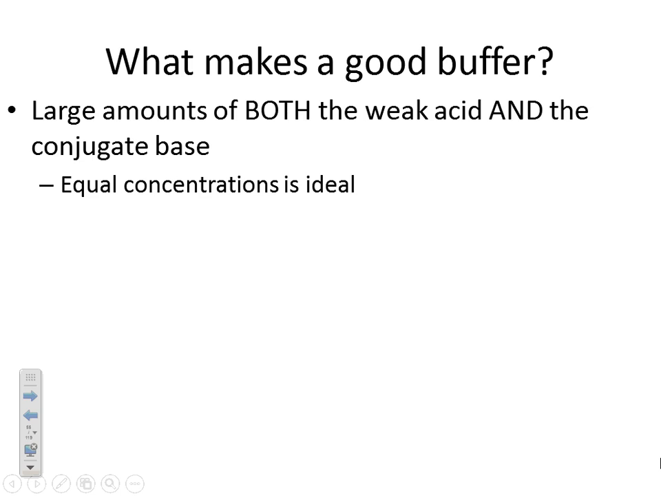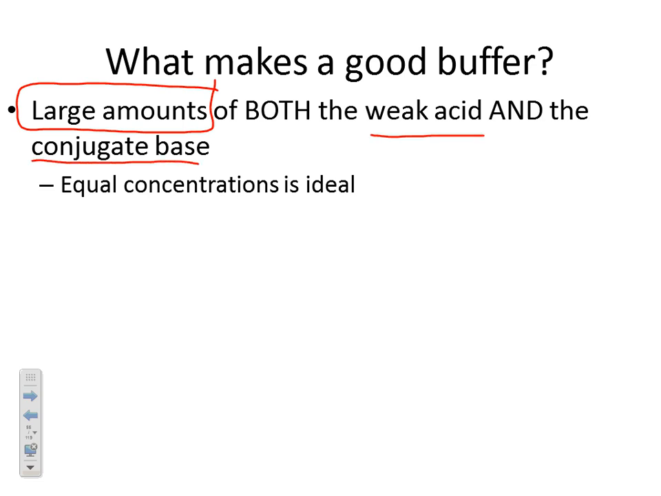So what makes a good buffer? How do you know if you have a good buffering system? The absolutely key thing is that you have large amounts of the 2 components of a buffer that you need. So you have large quantities of both your weak acid and the conjugate base. Now, equal concentrations is actually ideal. That gives us our best buffer, which is one of the things that you saw in the buffer POGL.